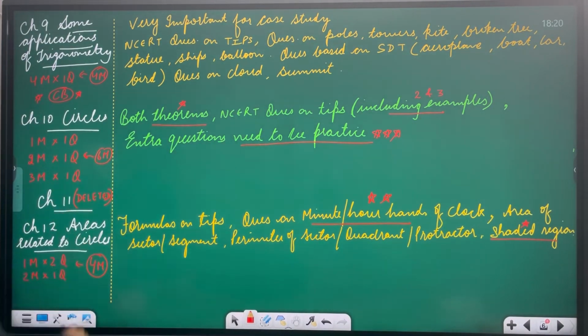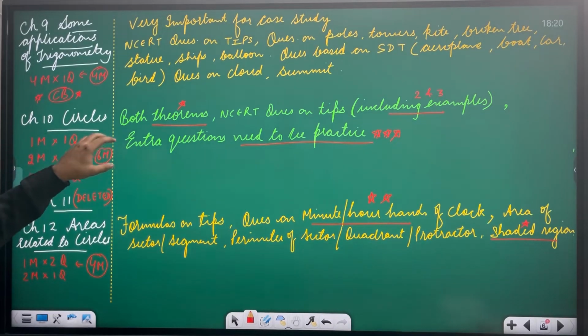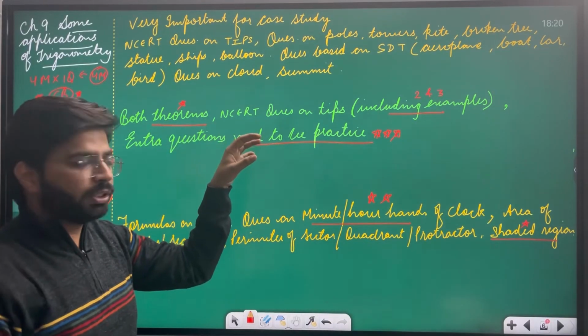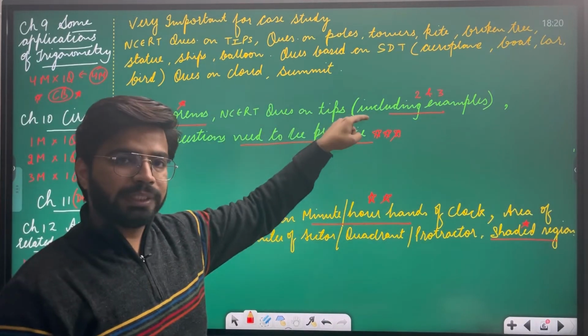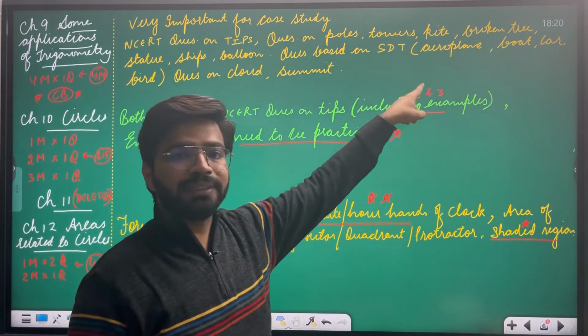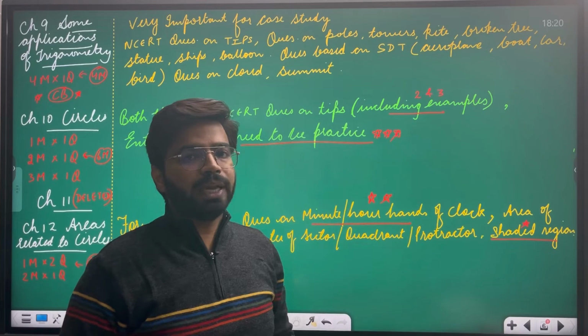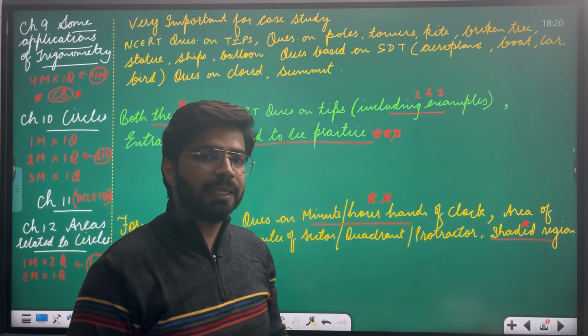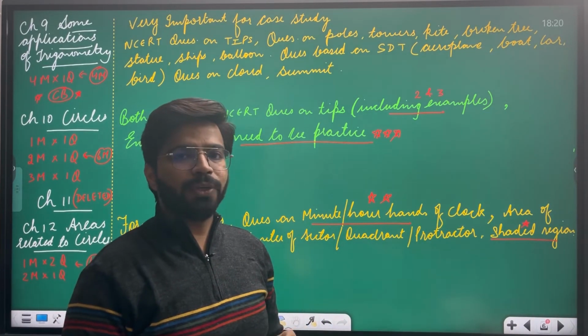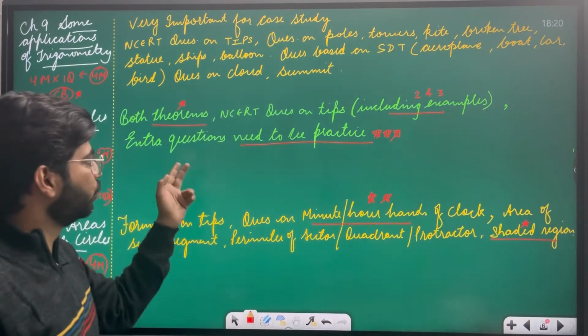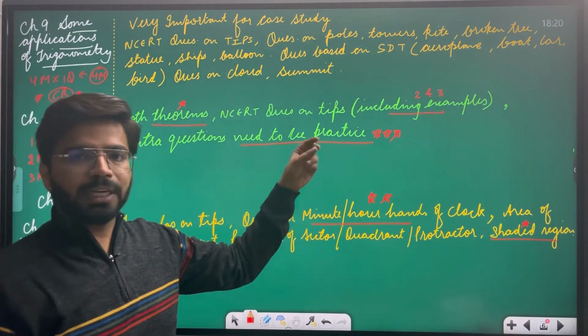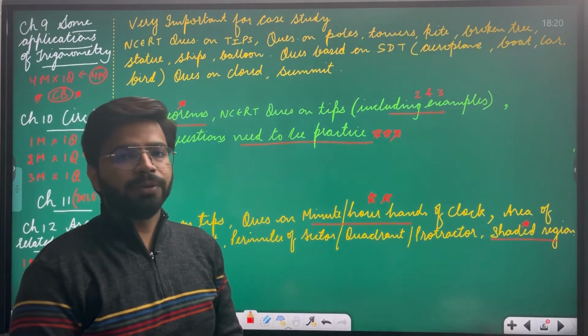Circles. One question of 1 mark, one question of 2 marks, one question of 3 marks, total of 6 marks from circles. Both theorems you have to do, very easy theorems. NCERT questions should be on tips again for this chapter, including examples second and third. Most of the time the question has come from NCERT, but now we need to go beyond NCERT for this chapter too. So extra questions need to be practiced. I'll be telling you that in my upcoming videos.